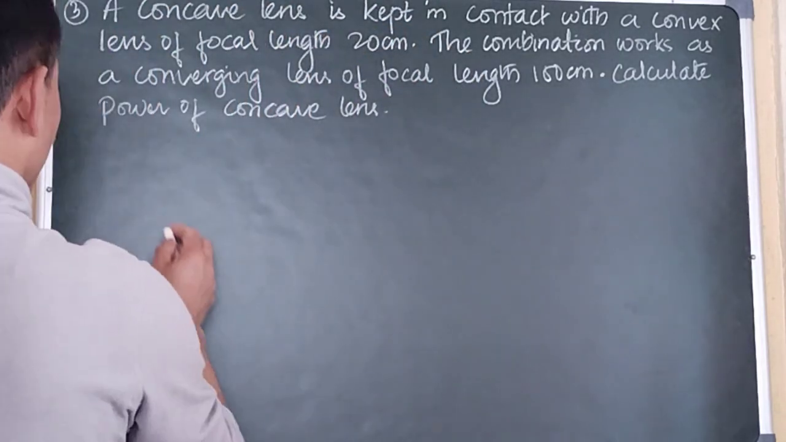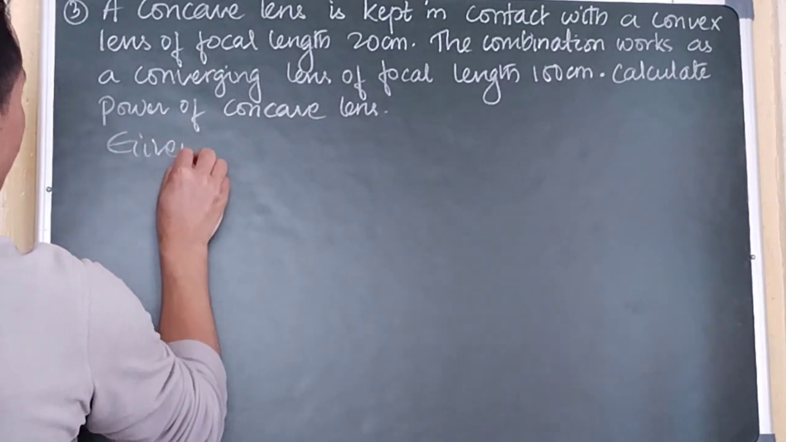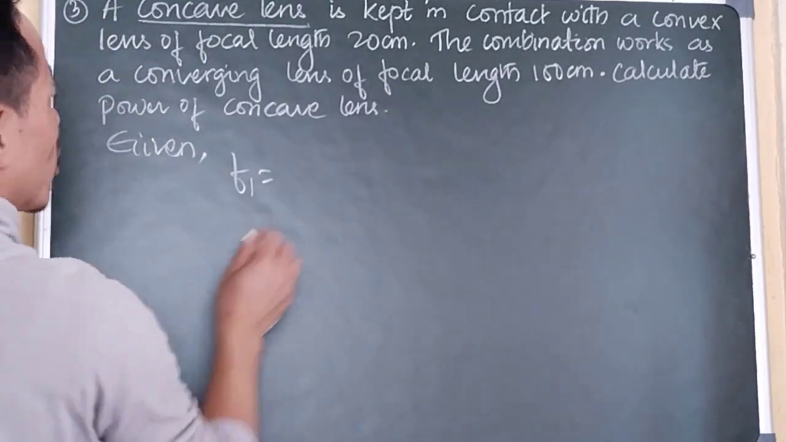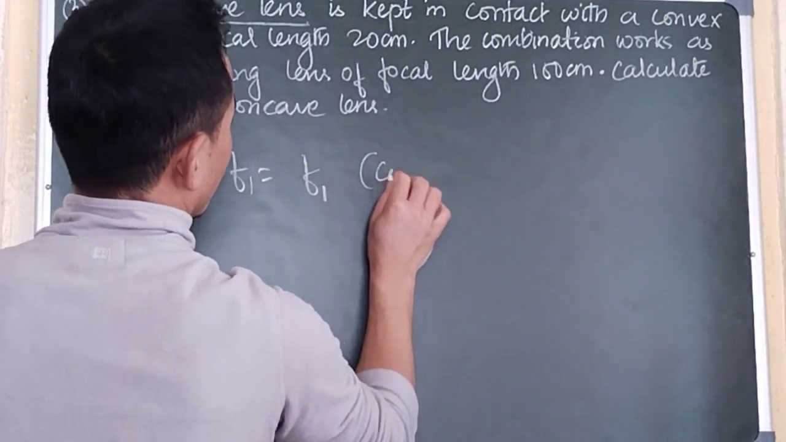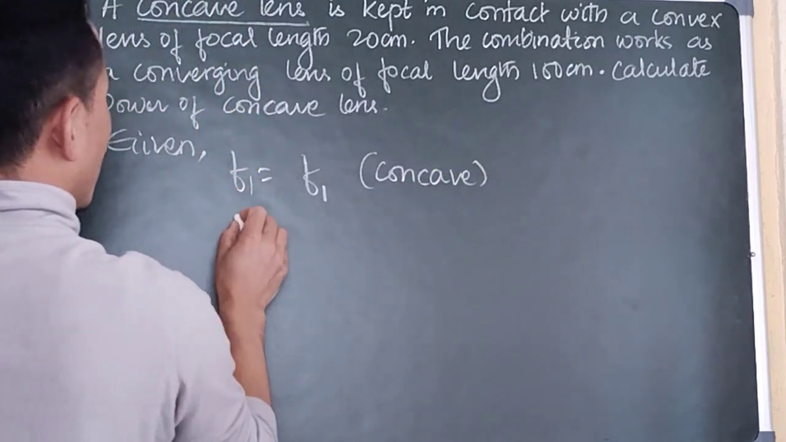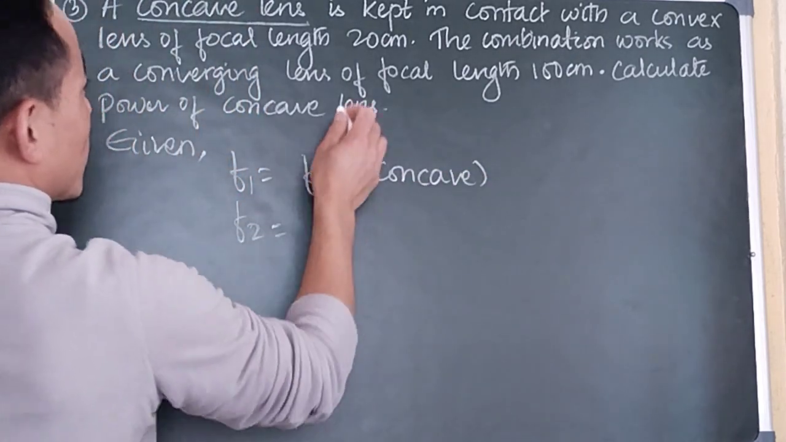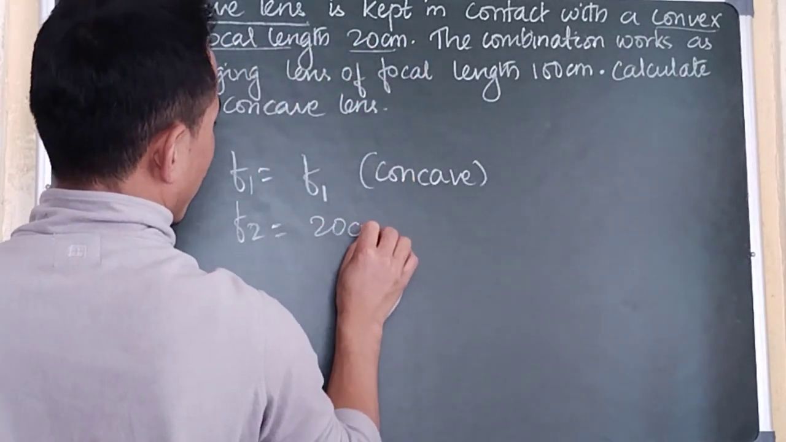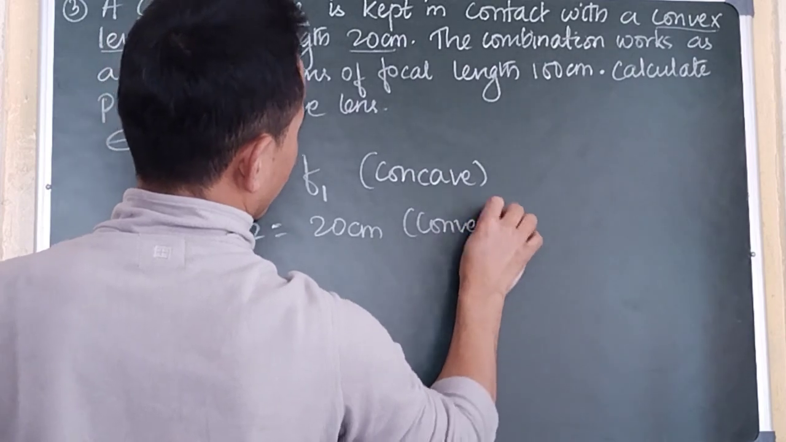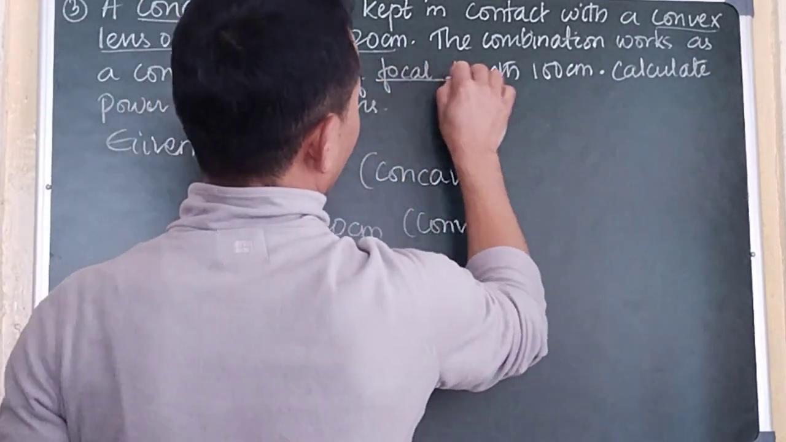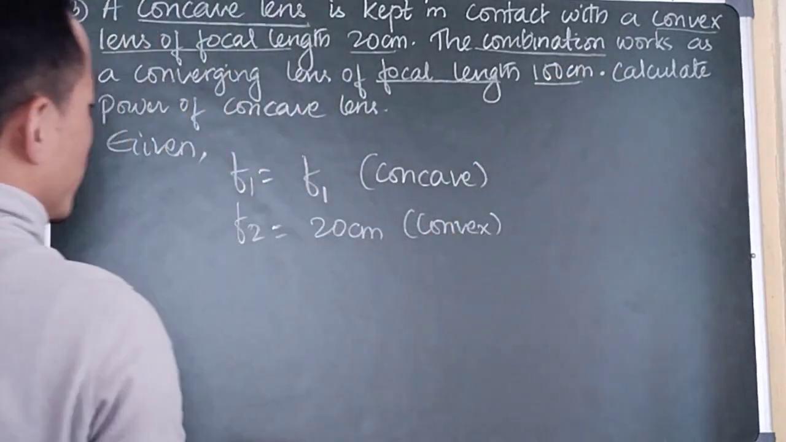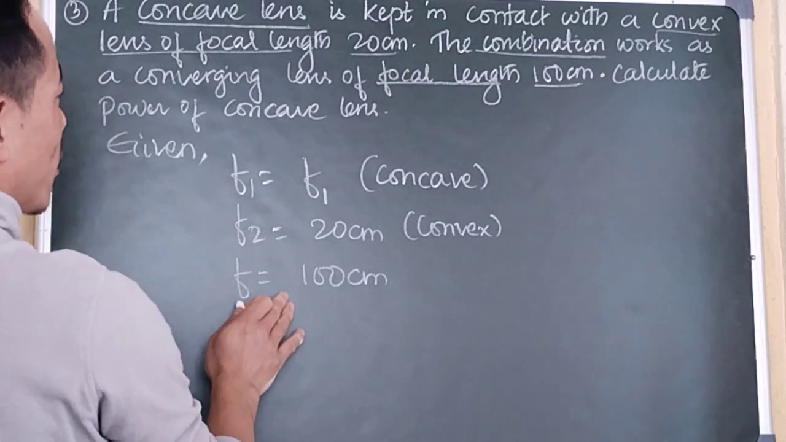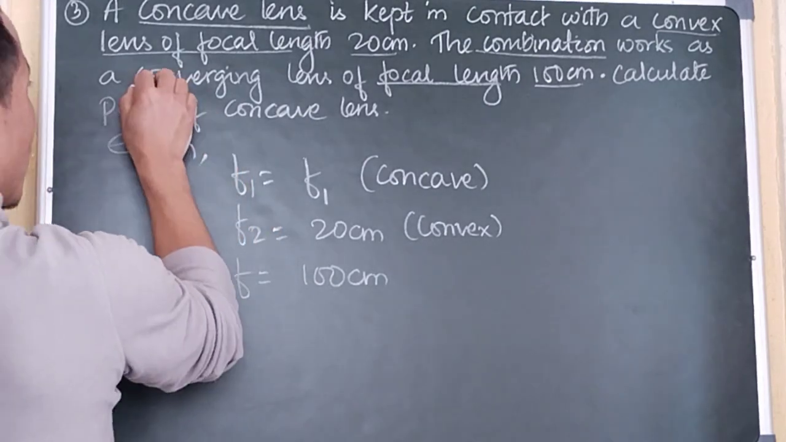So let's do this. Let's say F1 is the concave lens. Since its focal length is not given, let's write it as F1 only. So this one is our concave lens, and the focal length of the convex lens is given, which is 20 centimeters. So we'll write the value here. This one is our convex lens, and also the focal length of the combination is given, which is 100 centimeter. So that will be F is equal to 100 centimeter. So this is the focal length of the combination, and this combination works as a converging lens.